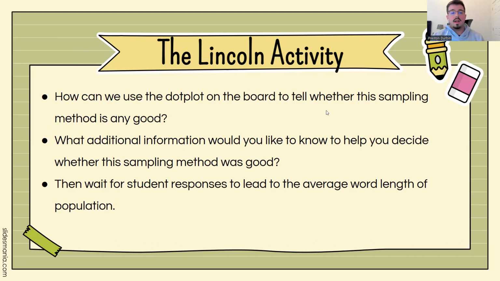Then you ask the question, how can we use the dot plot on the board to tell whether the sampling method is any good? And what additional information would you like to know to help you decide whether the sampling method was good? And this gets them thinking about the sampling method. And then we wait for the students' response to lead to the average word length of the population.